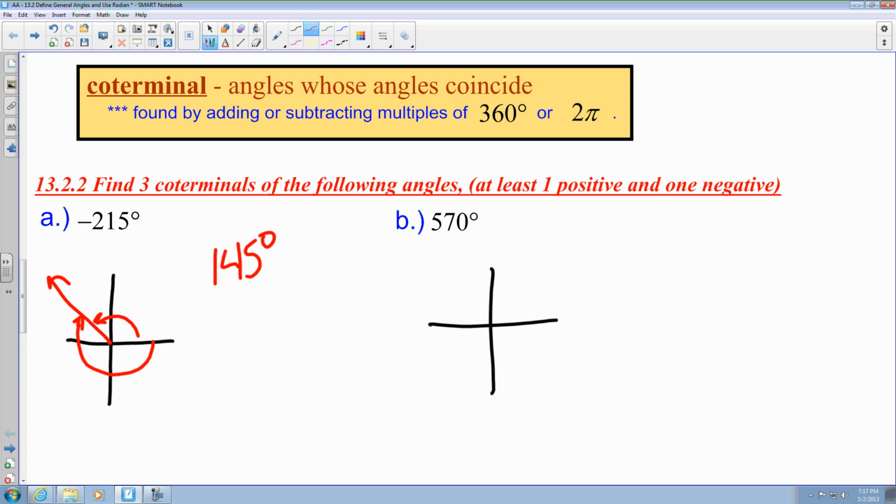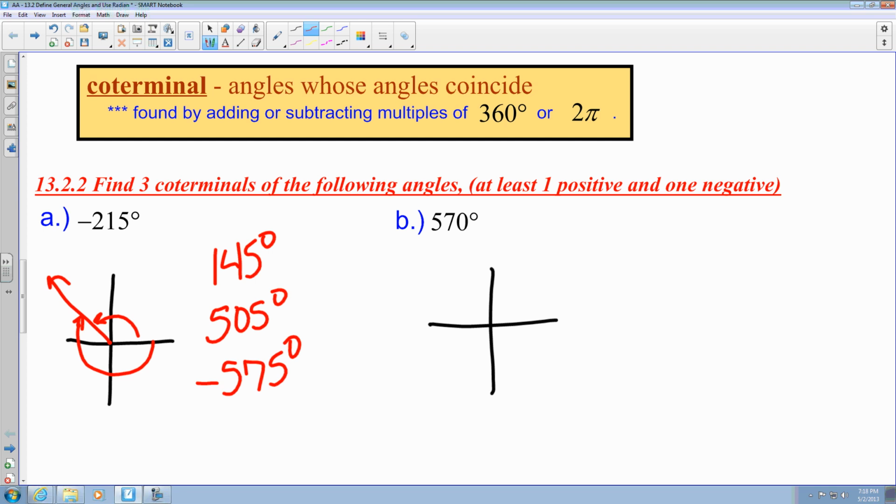Now, if I wanted to find another value at that same position, I could just take 145 and add 360 to that, which gives me 505 degrees. So that's another positive value. If I wanted to find one negative, which they're looking for, I can just take negative 215 and subtract 360, which gives me negative 575 degrees. So I found three coterminal angles that are all located at that point, and I have at least one positive and one negative.